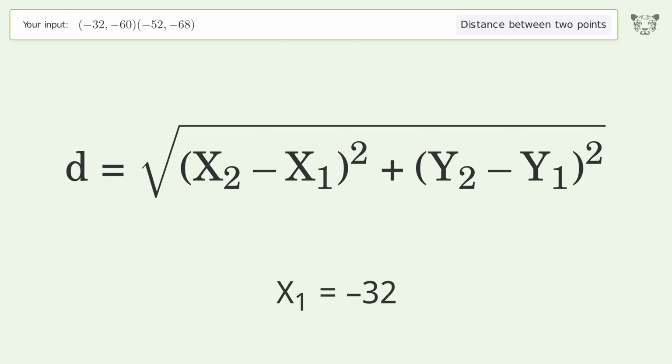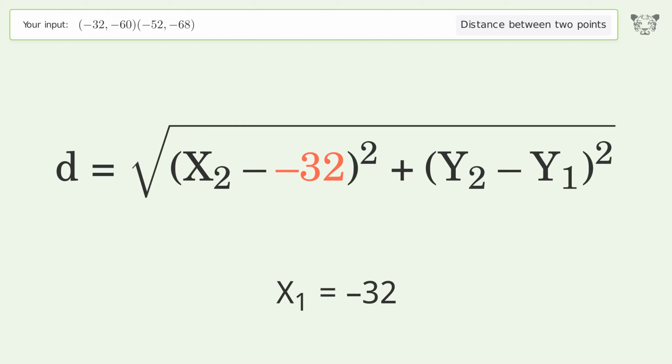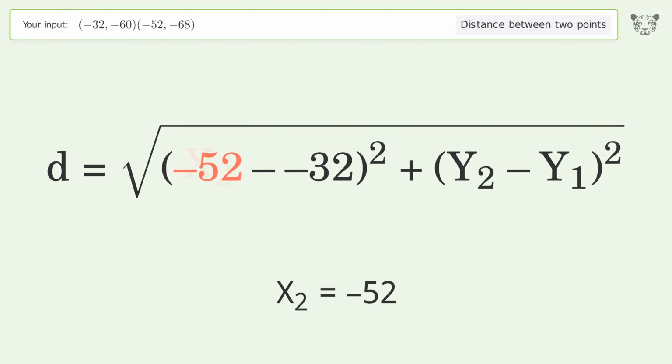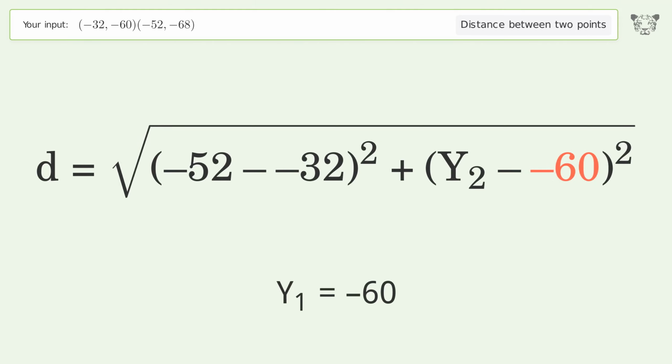x1 equals -32. x2 equals -52. y1 equals -60. y2 equals -68.